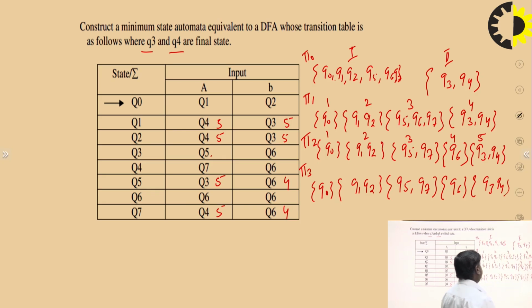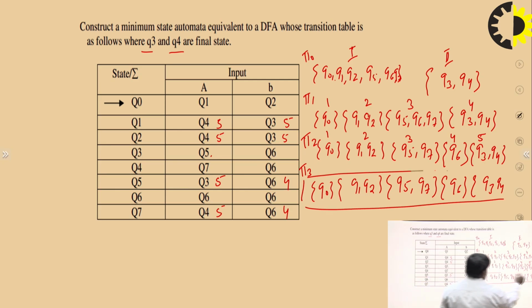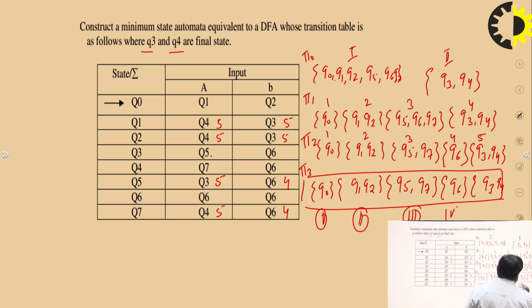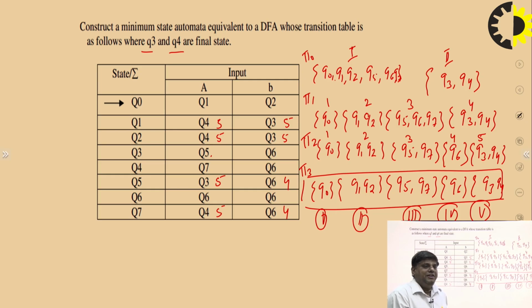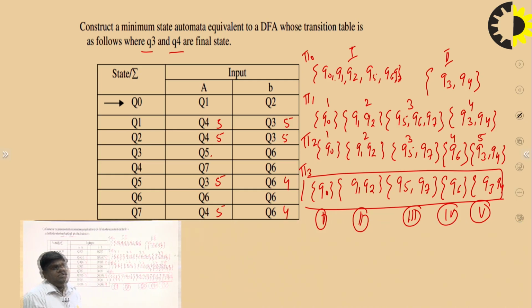If the last two iterations are the same, this is the final answer. How many states? State 1, state 2, state 3, state 4 or state 5. It means a total of 8 states are minimized into 5 states. So this is the procedure by which any finite automata are minimized into minimum states.